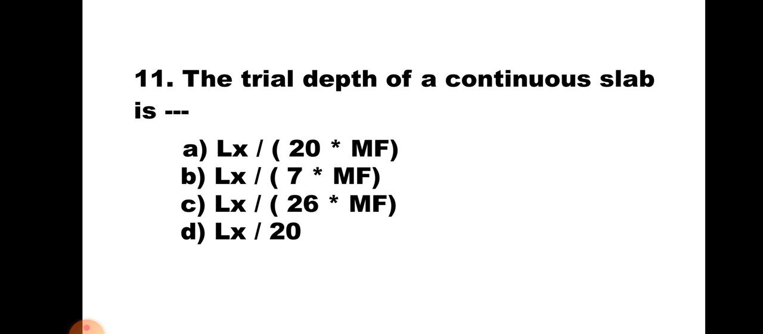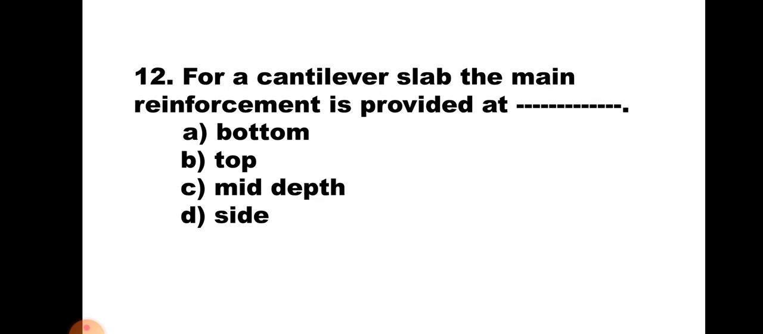Question number 11. The trial depth of a continuous slab is: A. Lx upon 20 times modification factor, B. Lx upon 7 times modification factor, C. Lx upon 26 times modification factor, D. Lx upon 20. Now I think here no explanation is needed. The correct answer is C, Lx upon 26 times modification factor. Question number 12.